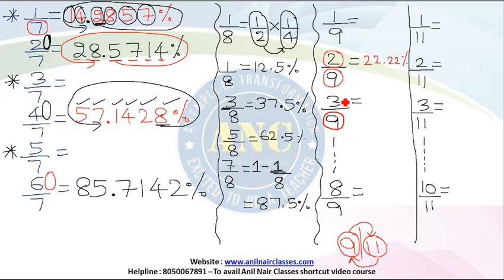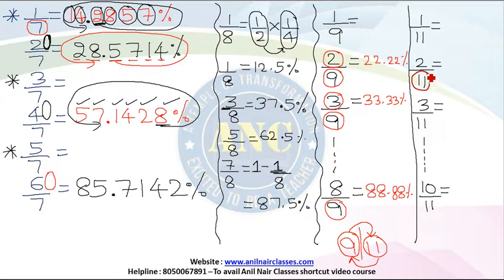Denominator is 9. Answer should be a multiple of 11. 11 into 3 is 33. Write down twice. 33.33%. 11 into 8 is 88. Write down twice. 88.88%. Same logic is applicable for 1 by 11 till 10 by 11 also.